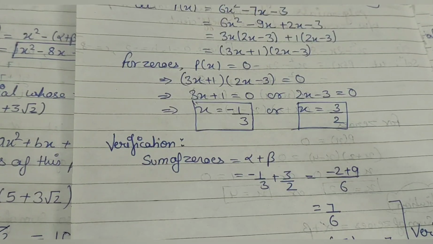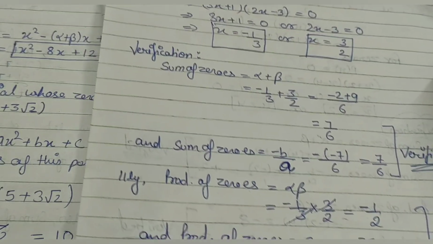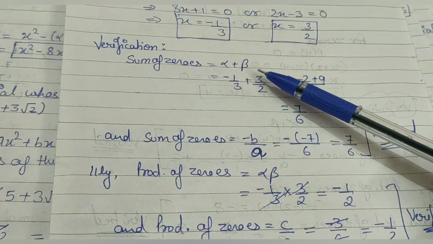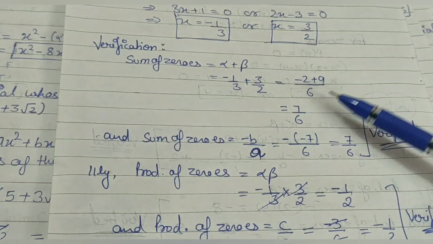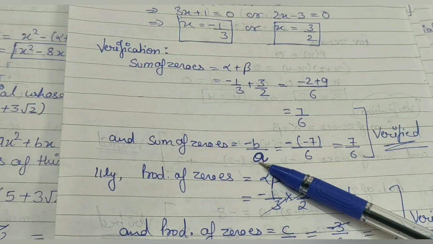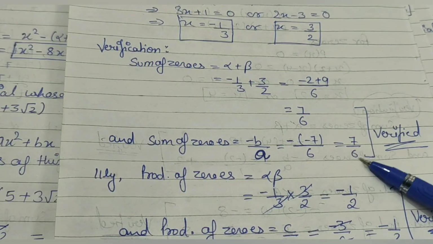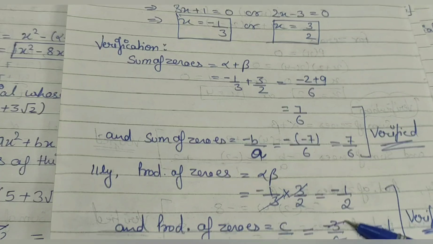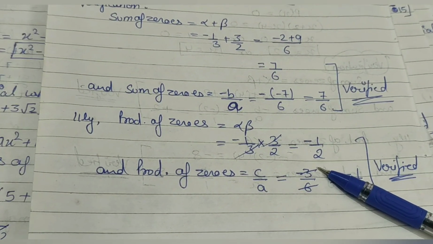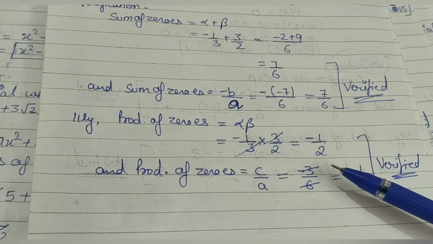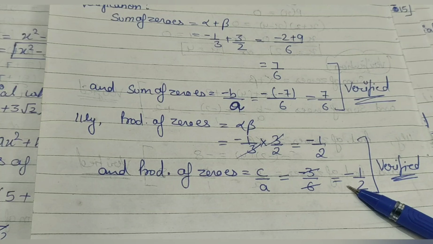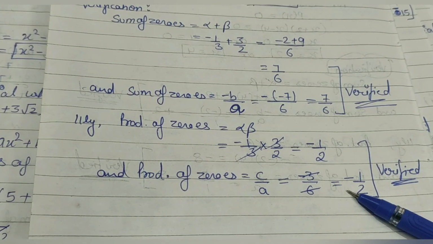So in the same manner we will do the verification. You can observe now. The sum of the zeros, alpha plus beta, when we add these two I'll get 7 upon 6. In the same way, minus b upon a, we can use the relation, and we'll get 7 upon 6. Hence verified. In the same manner we can show the product of zeros. Please look. So yes, in both the cases we are getting minus 1 upon 2. Hence verified. So this is the third part.